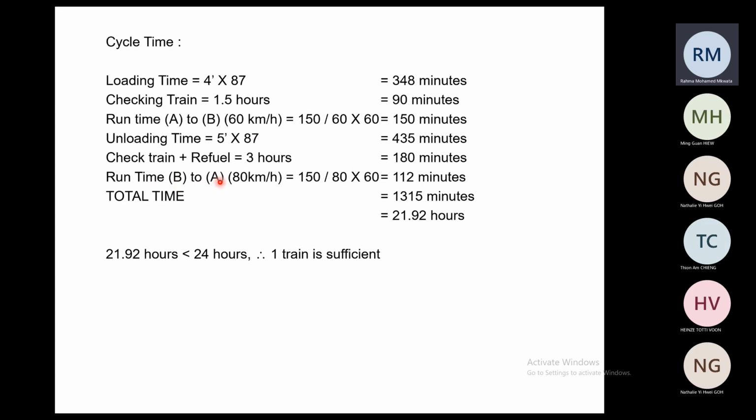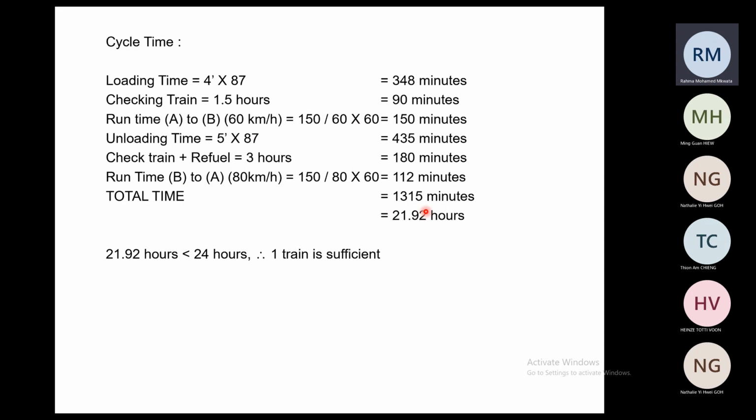Then the run time from B to A at 80 kilometers per hour. So your distance divided by your speed, you'll get 112 minutes. And then the total time, if you add all this up, it will be 1315 minutes, equivalent to 21.92 hours, which is less than 24 hours.